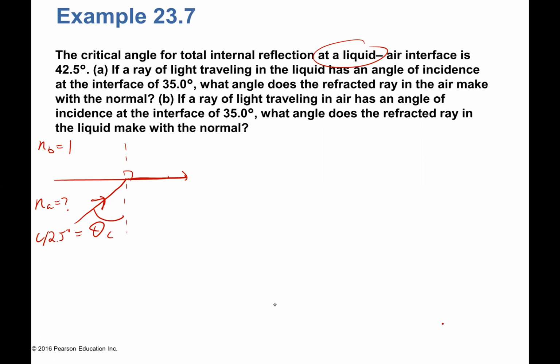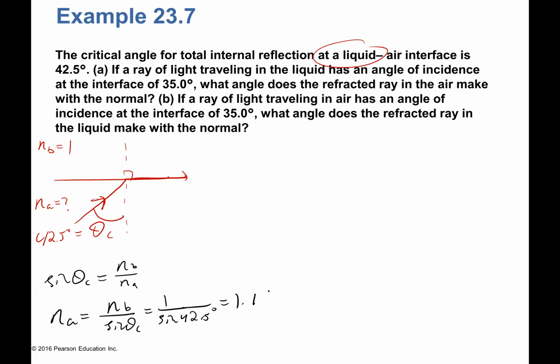All right, so what can we do with that information? Well, I can use the equation in the previous slide, where sine of theta critical equals nB over nA. I can use that to calculate it. That means I can calculate nA, which is going to be nB over sine of theta critical. nB is 1, then sine of 42.5 degrees. Then what I will get for the index of refraction for this liquid is 1.48. All right, 1.48 for this liquid.